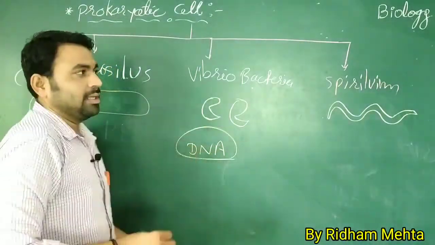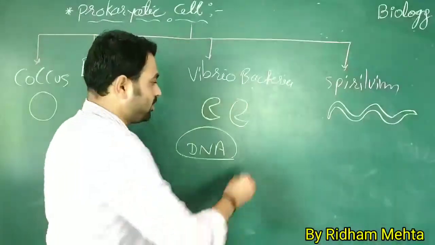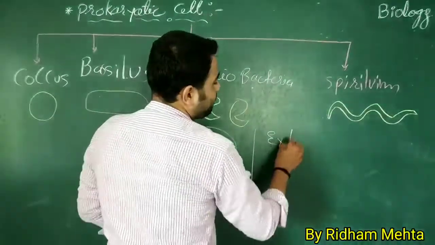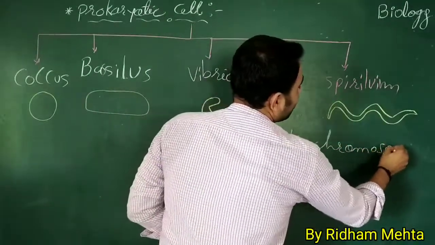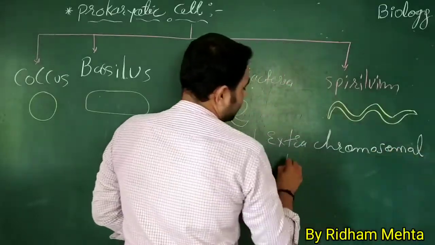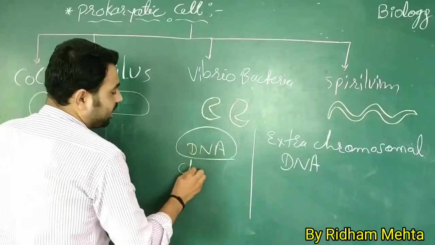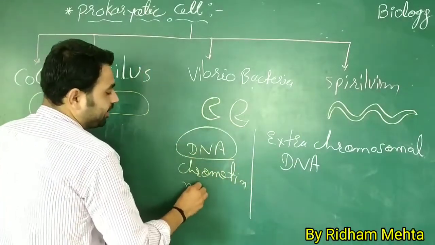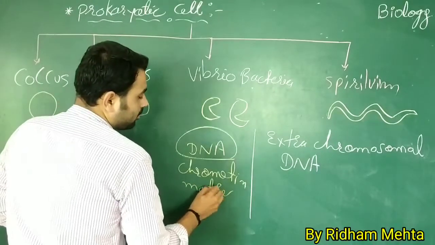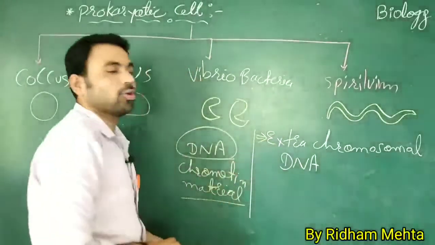But there is one speciality in bacteria. They have extra chromosomal DNA. This DNA is chromatid material, but this is the extra chromosomal DNA.